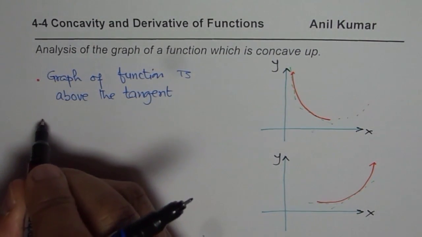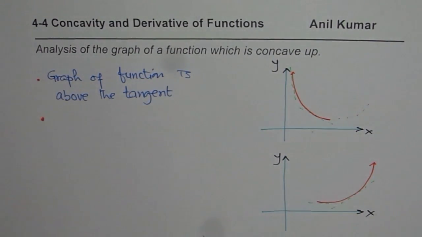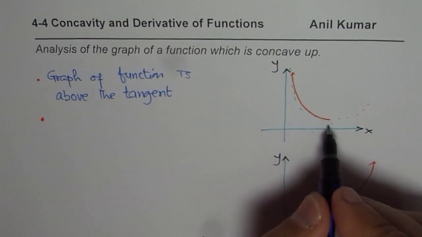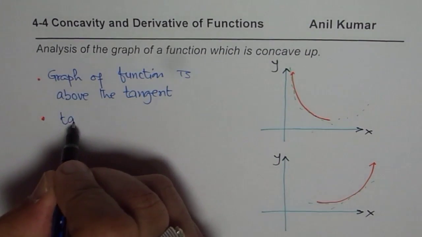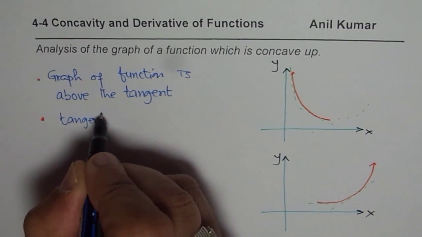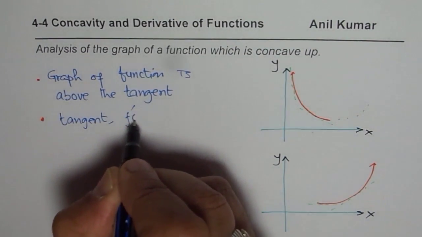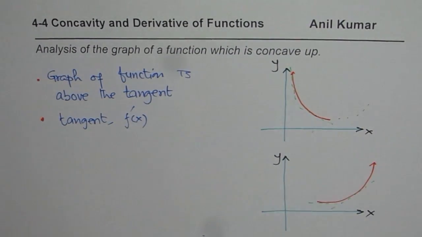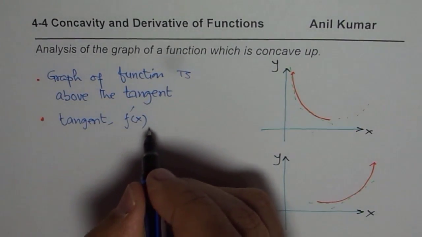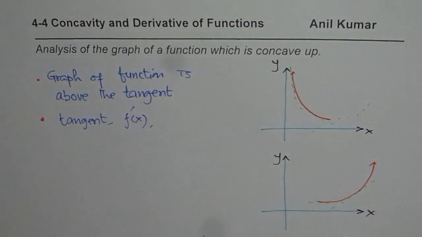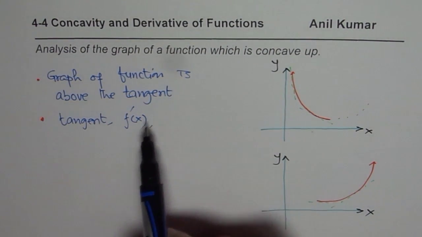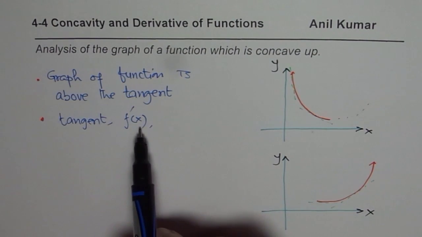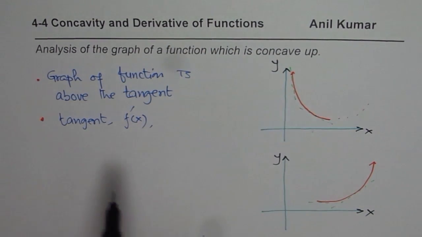So that is one thing which you notice. What else do you notice? As far as this tangent is concerned, the tangent also represents the first derivative, right? So we say tangent means first derivative, let's say f prime x, if we have the function f of x. So the tangent represents the derivative of the function.